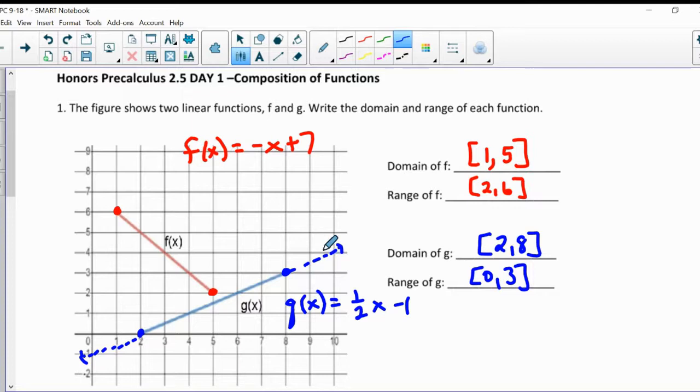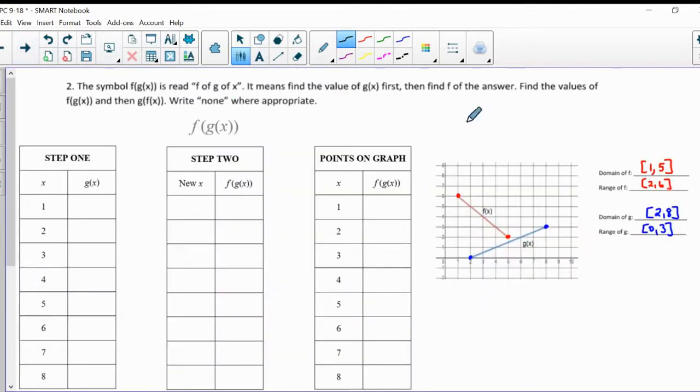And so because we have certain things that are restricting f and g here, we're going to take a look at what it actually looks like for f and g to be combined together in some way. Let's say we have f of g of x. That means we're going to find the value of g first, just like we learned in Algebra 2. Then we're going to find f of the answer. So let's take a look.